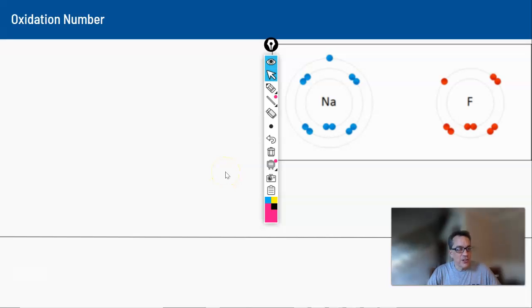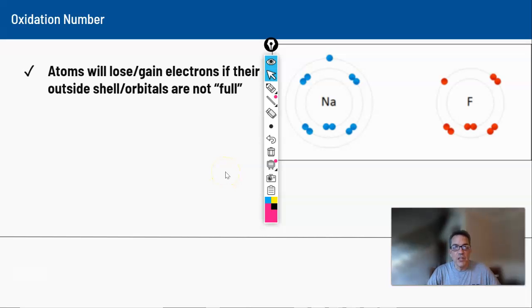The term oxidation number sounds kind of fancy, but it's related to the number of valence electrons. Basically, the oxidation number exists because atoms would end up losing or gaining electrons if their outside shell is not full. In the picture we have right here, notice sodium has 1 valence electron, fluorine has 7. If you go through and count all of these that they have.